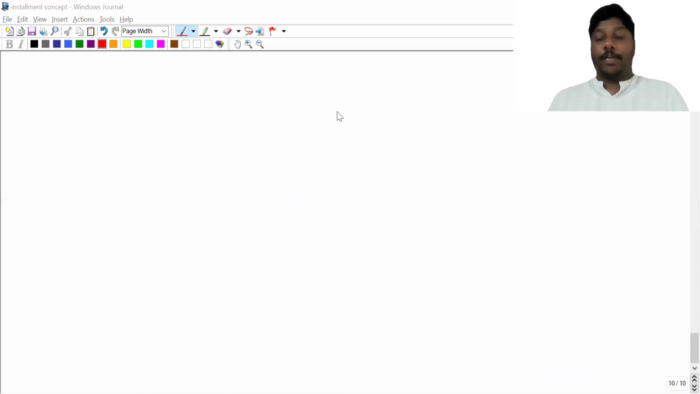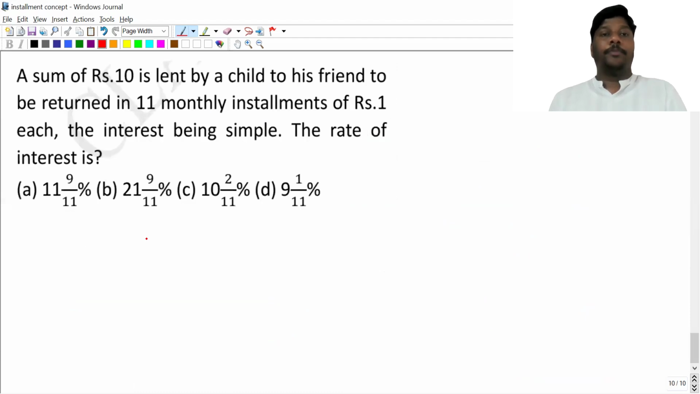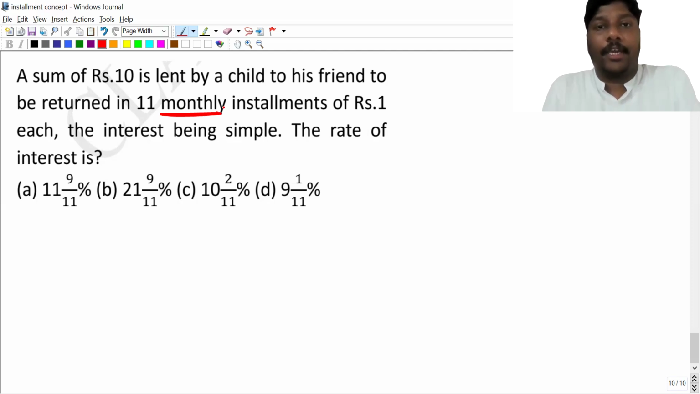ఇది 2022 లో అడిగిన క్వశ్చన్. A sum of 10 rupees is lent by a child to his friend to be returned in 11 monthly installments. ఇక్కడ ఇయర్లీ ప్లేస్ లో మనకు మంత్ ఇచ్చాడు. ఈవెన్ ఇఫ్ ఇయర్లీ ప్లేస్ లో మనకు మంత్ ఇచ్చినా ఏం అనుకోవాలి? యాజ్ ఇట్ ఈస్ మీరు 11 months అనుకోకుండా 11 years అనుకోండి. 11 years అనుకొని కనుక్కొని ఆఫ్టర్ దాట్ యూ జస్ట్ మల్టిప్లై ద రేట్ బై 12. దట్స్ ఇట్. Everything you take it as years, and after that you multiply it by 12.